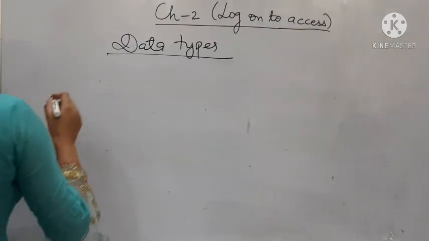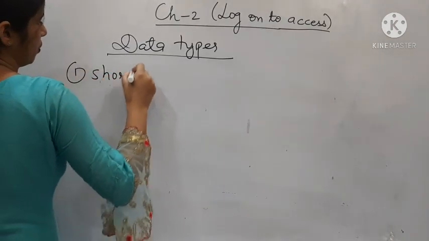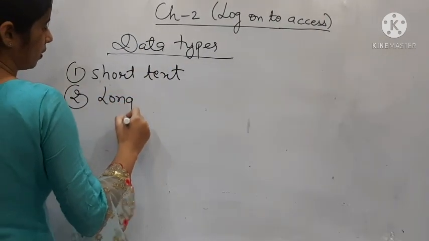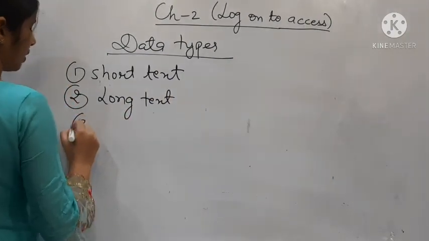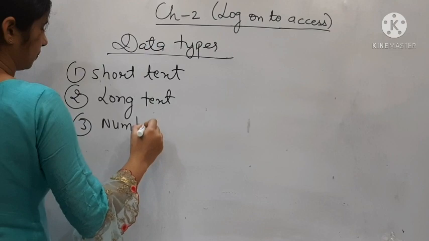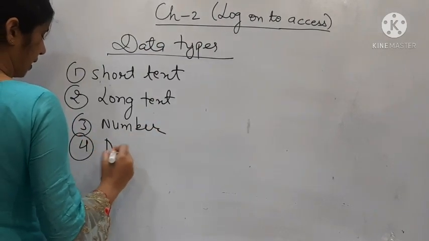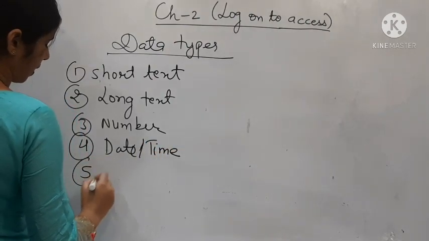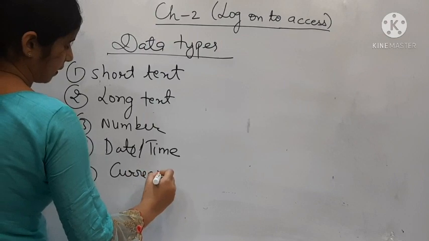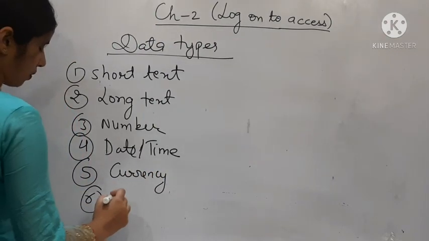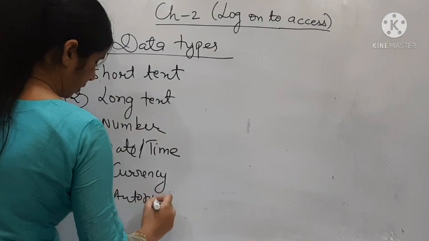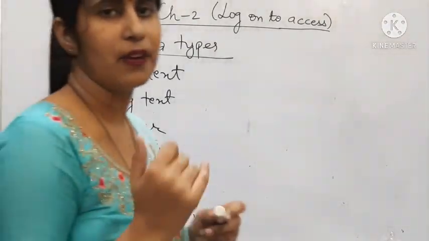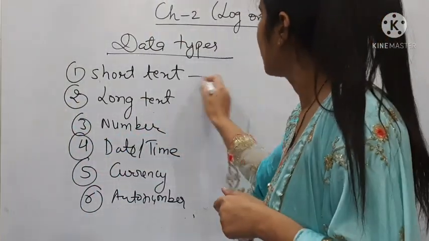Okay, so the first one is known as short text. The second one is known as long text. The third one is known as number. The fourth one is known as date and time. The fifth one is known as currency. The sixth one is known as auto number. Okay, at first I am defining these six, then the next six I will define after it. So the first one is known as short text.